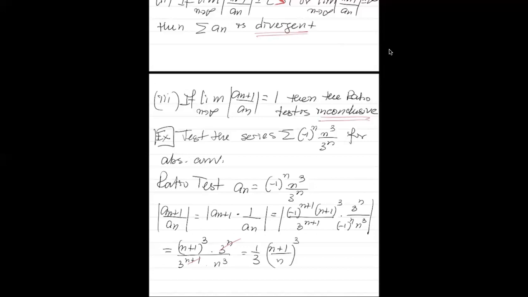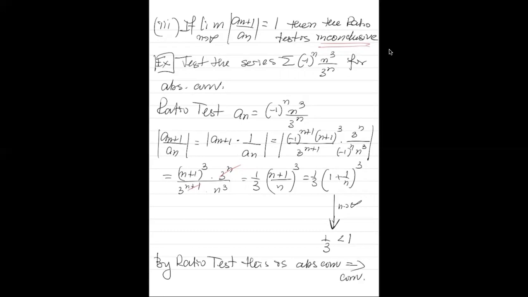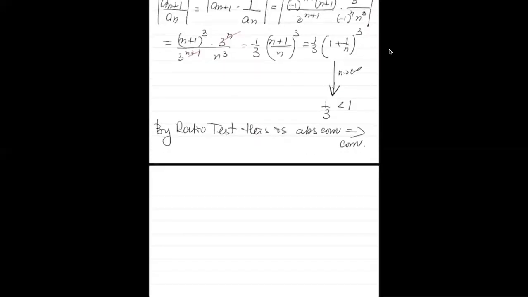Let's do this together to the third power, which is 1/3, 1 plus 1 over n to the third power. Now, we're doing the limit, so let n go to infinity, and that limit goes to 1/3, which is a number less than 1. So by the ratio test, the series is absolutely convergent and therefore convergent, because the limit of this ratio is a number, 1/3, less than 1.